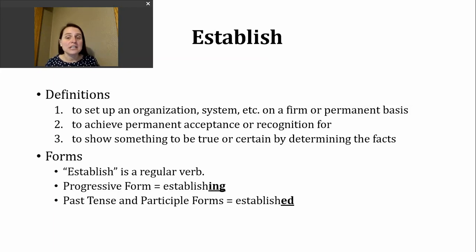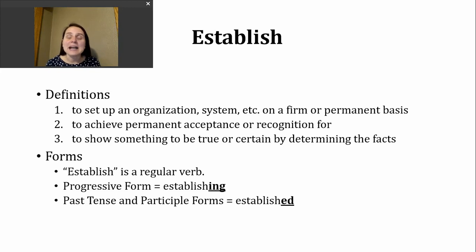So in particular fields of study, new research, new theories might use this verb establish to talk about the origins and acceptance of these new ideas and theories.